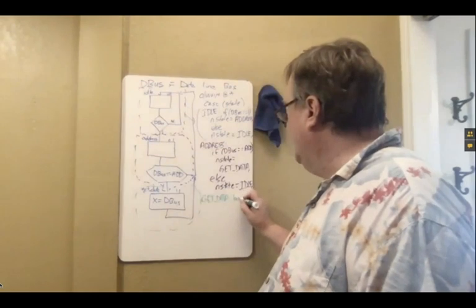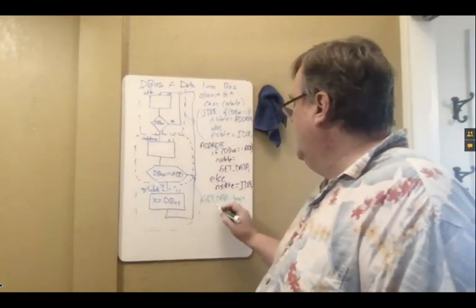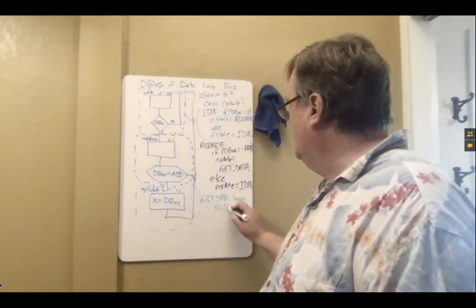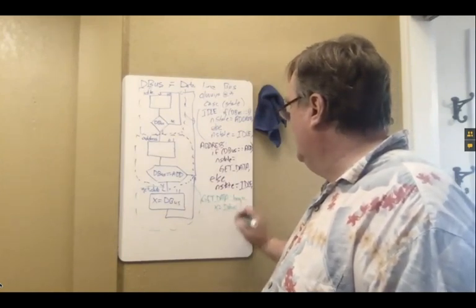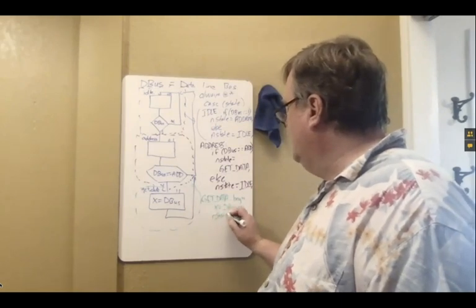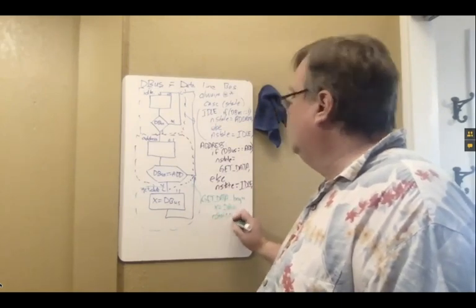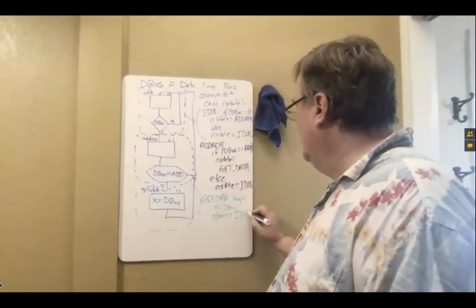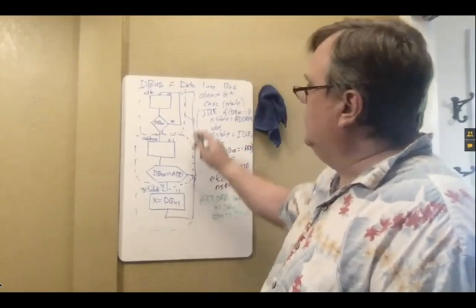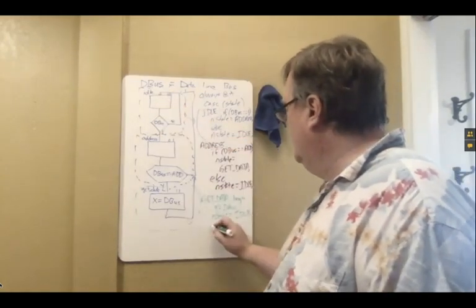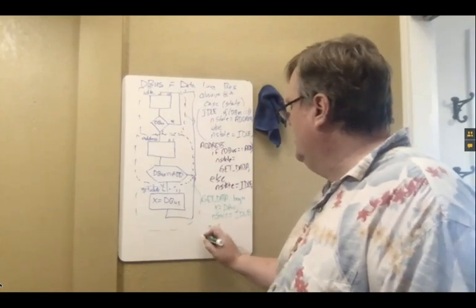So I need to begin, and I need to say my output X is equal to whatever's on data bus, and my next state is equal to idle, because that's where the arrow leads. And then I end, and I am now done.